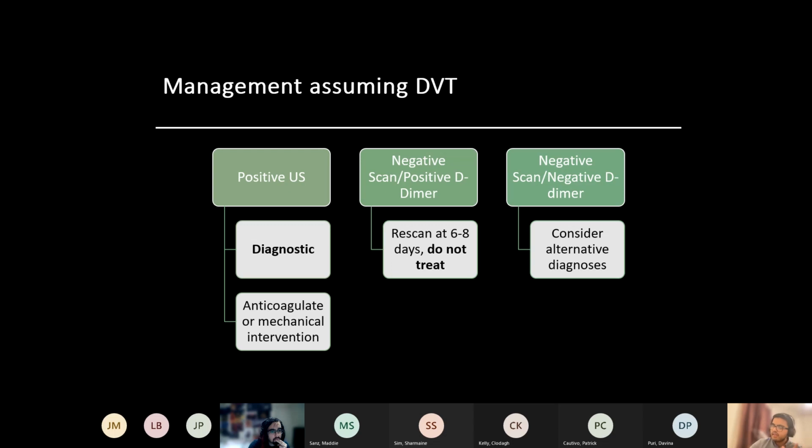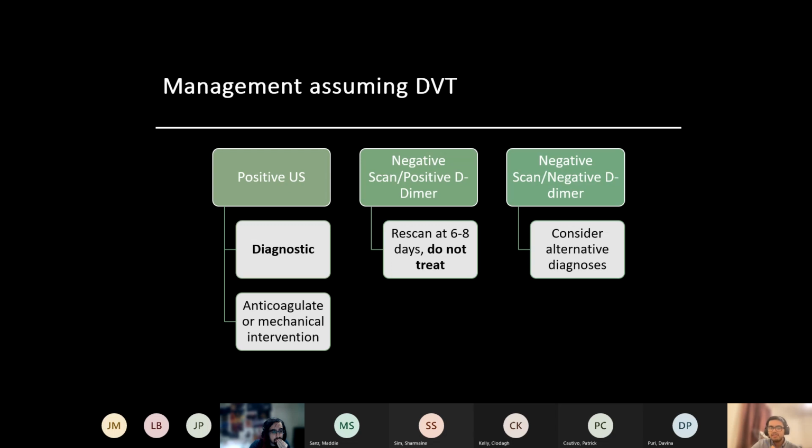So if you've got a positive ultrasound, how do you manage the patient? What does a positive ultrasound mean for DVT? It's not a trick question. If they have a positive ultrasound, they need to be treated because the ultrasound is diagnostic. You definitely have a DVT, so you want to treat it. We'll talk about the options for treatment in a second. But tinzaparin is a very good option.